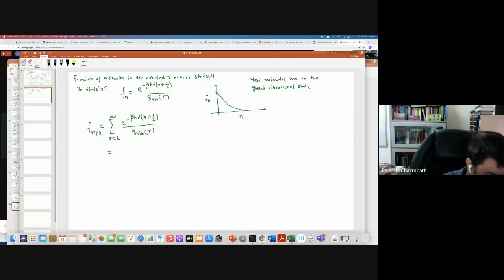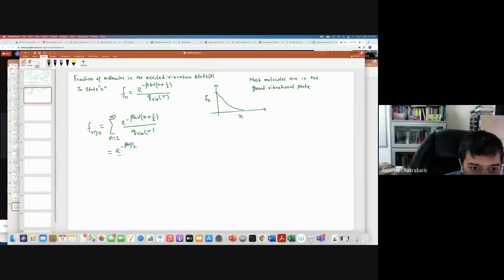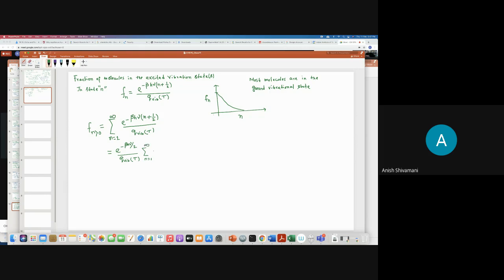What is going to happen to this term? It's a geometric series. Can you tell me what the answer is? Can you simplify this? What will be the simplification? Any suggestion? You can take e to the power minus beta h nu by 2 outside. Then that is the sum over n. Also, I can take this outside. And this you have beta and h nu, n.